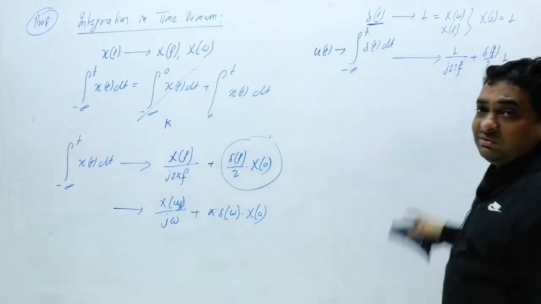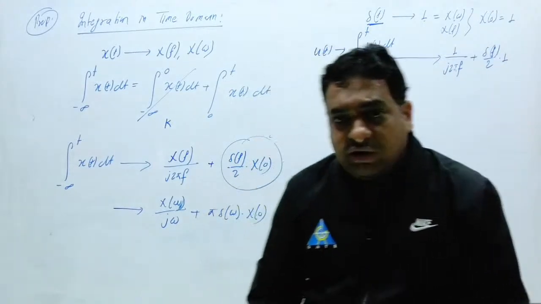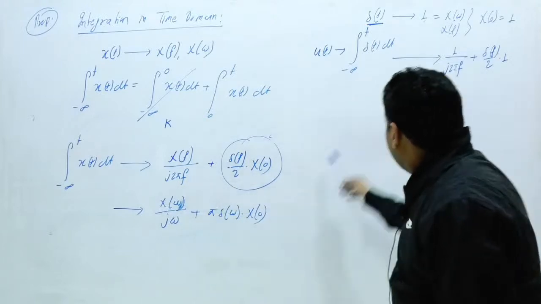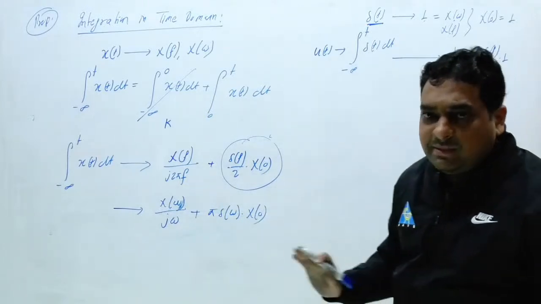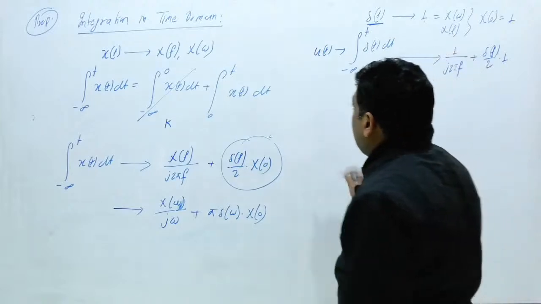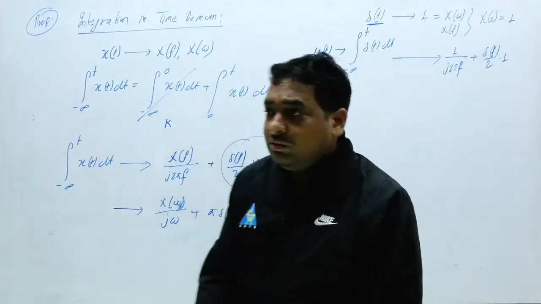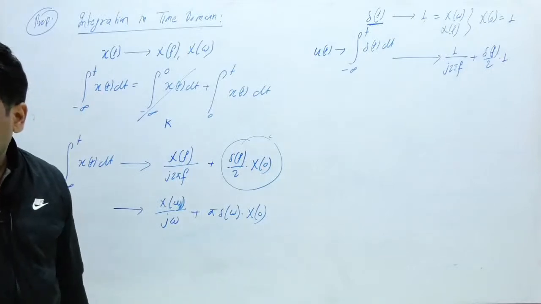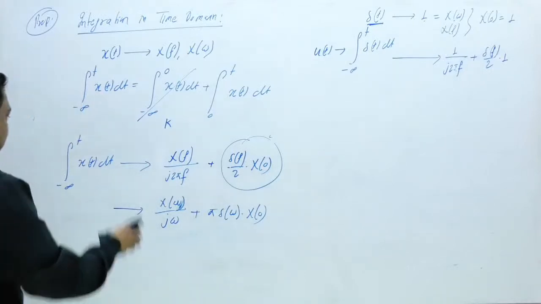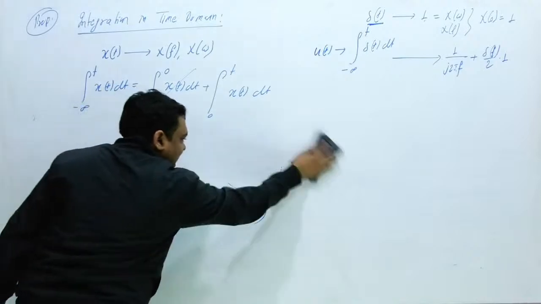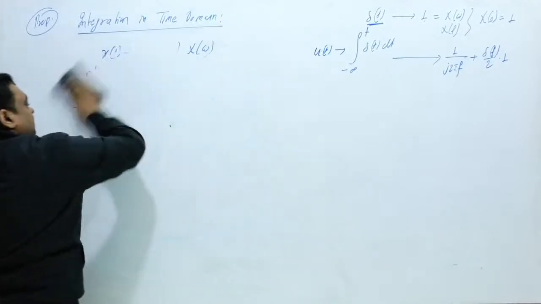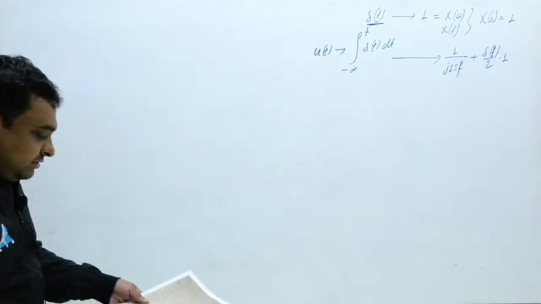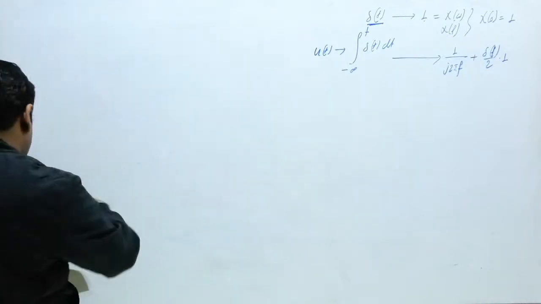This thing you can also write in terms of omega. You can also write X(omega) by j omega, and again you will get the same answer. Clear? Now the next property. Please confirm, everybody. Till now is everything clear or not? Please everybody respond to me. You always have to respond. Okay. Now the next property.